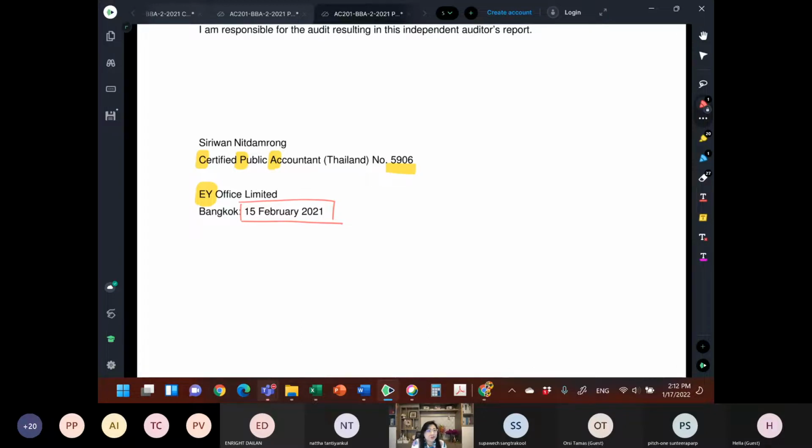Okay, so you need to know the deadline, right? The deadline for the financial statements. If it's year-end financial statements, what would then be the deadline? It depends on whether you are a listed company in the Stock Exchange of Thailand. If you are listed, right, the deadline would be within 60 days after year-end.